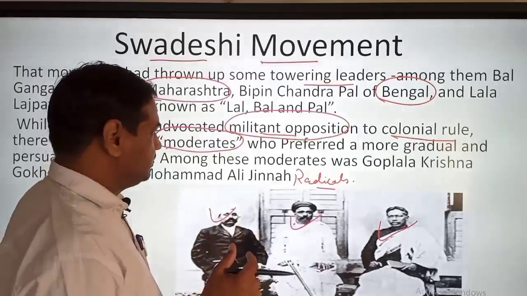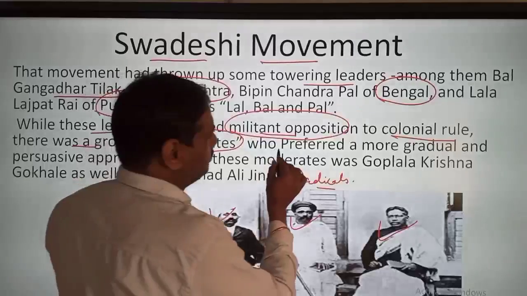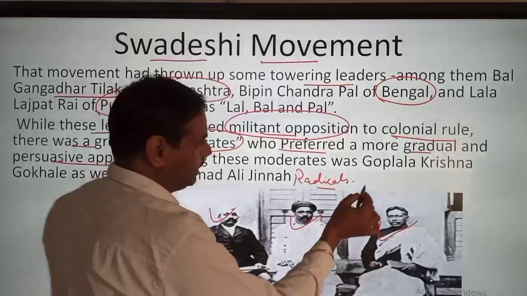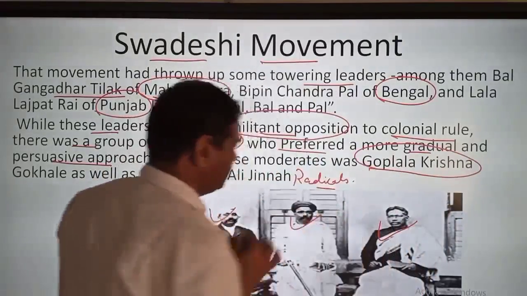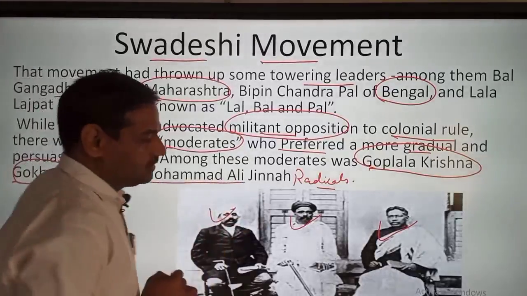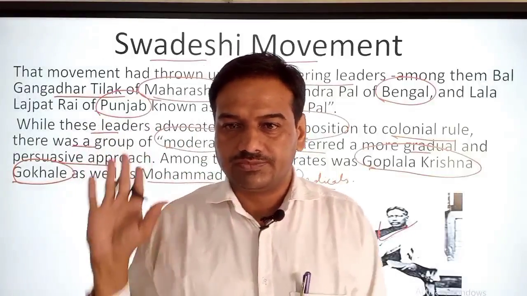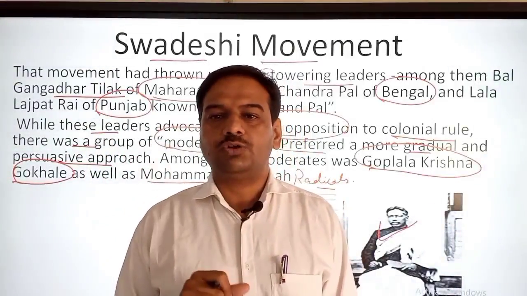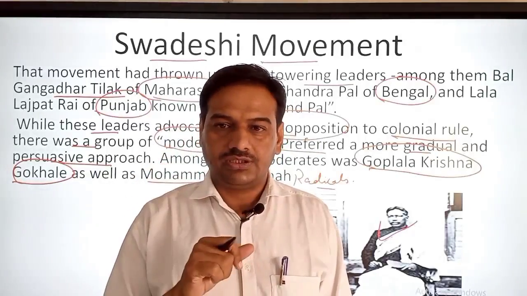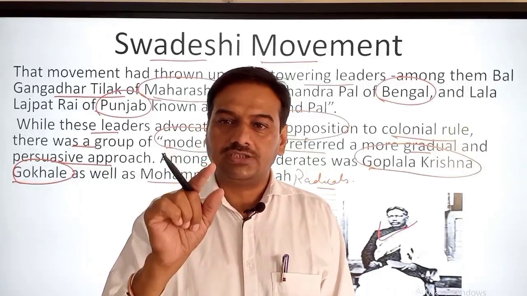They did not believe in opposition through militant or violent ways, and preferred a more gradual and persuasive approach. Among these moderates was Gopal Krishan Gokhale. So here an important leader is Gopal Krishan Gokhale, and Muhammad Ali Jinnah. Gopal Krishan Gokhale is also known as the political guru of Mahatma Gandhi. So we can imagine what would be the way of Mahatma Gandhi to attain freedom. It would be a liberal way. It will be a moderate way, because his guru was also moderate, that is Gopal Krishan Gokhale.